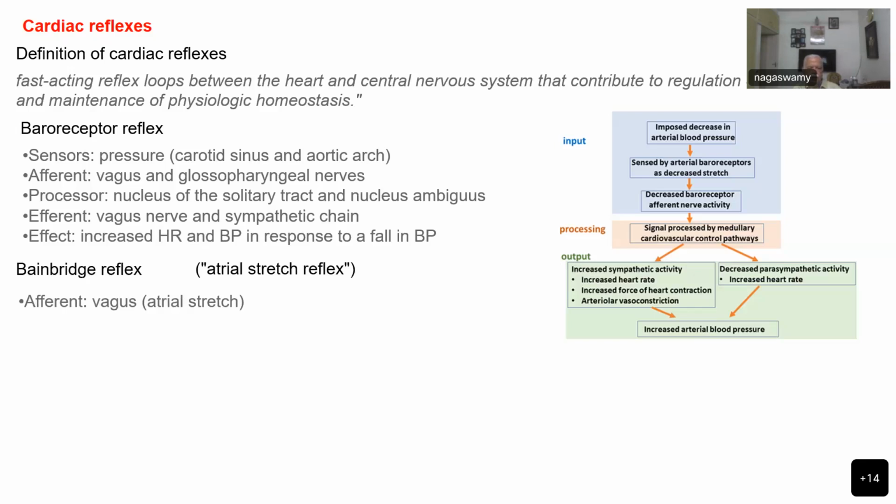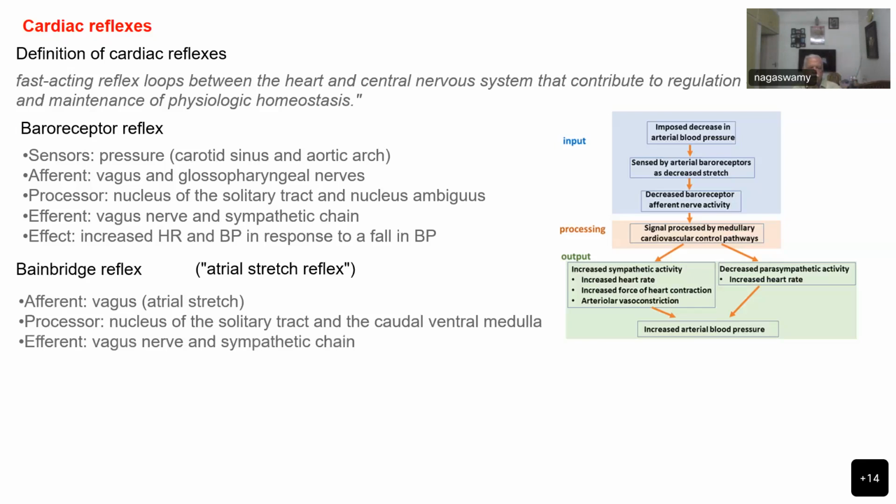Here the afferent is vagus, where the atrial stretch happens. The processor is again the same vagus nucleus, and the caudal ventral medulla. The efferent pathway is vagus nerve and sympathetic chain. The effect is increase in arterial pressure produces the increase in heart rate.